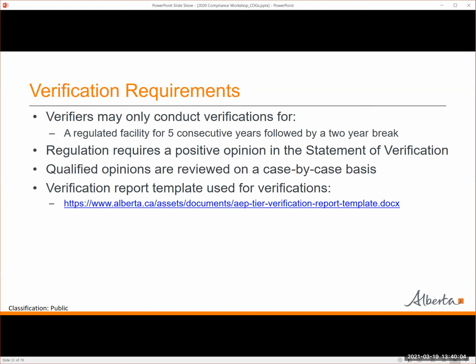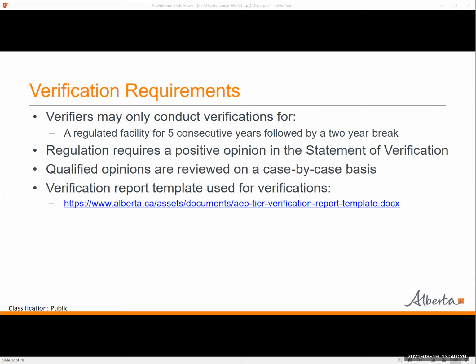Next slide, thank you. So here's just some general requirements for verifiers and verifications. There is a requirement that verifiers can only conduct verifications for a regulated facility for up to 5 consecutive years, at which point a 2-year break is required in order for the same verifier to conduct a verification for that particular facility.